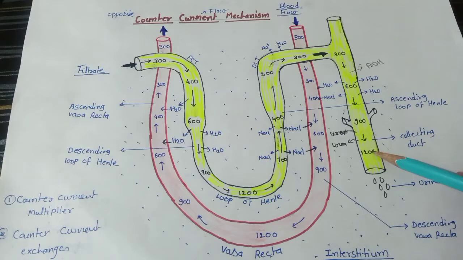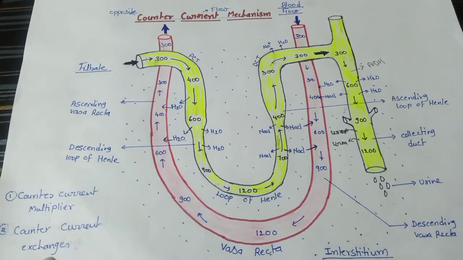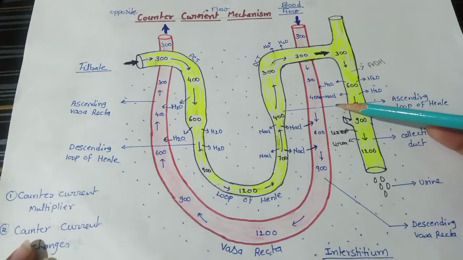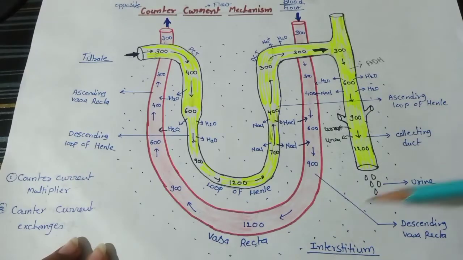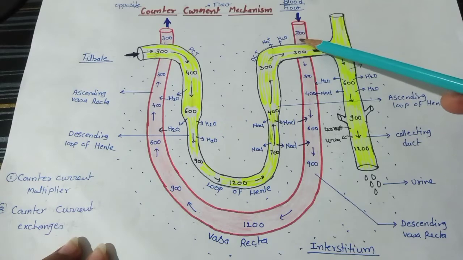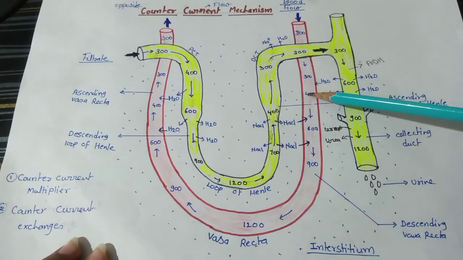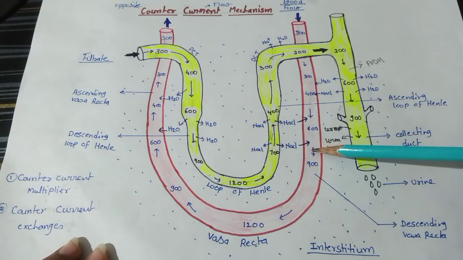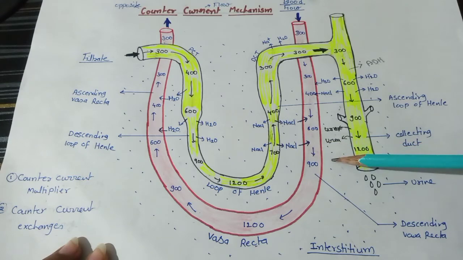And the second one is the counter current exchanger. This mechanism is done by the vasa recta. The U-shaped vasa recta is called the counter current exchanger. So the osmolarity of the blood is 300 when it circulates in the descending vasa recta, but here the salt and urea will be absorbed by the descending loop of vasa recta, which is present in the medullary interstitium.